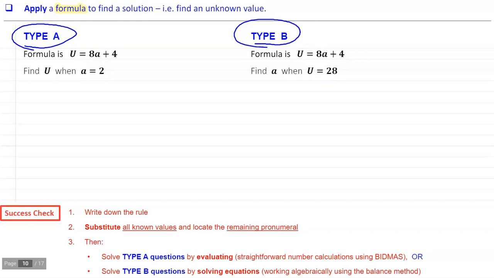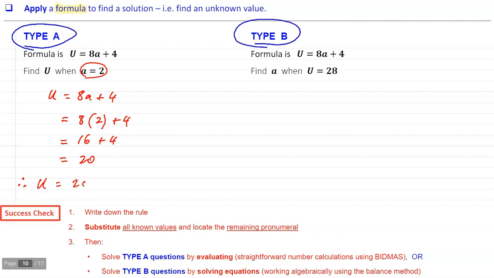First step, type A. Write down the rule. Step 2. Substitute in the known value. A is the value of 2. Then follow order of operations to work out the value of U. Therefore, when A equals 2, U equals 20.